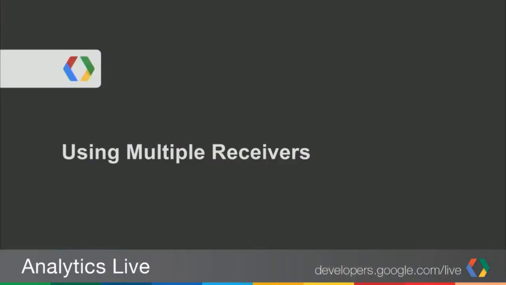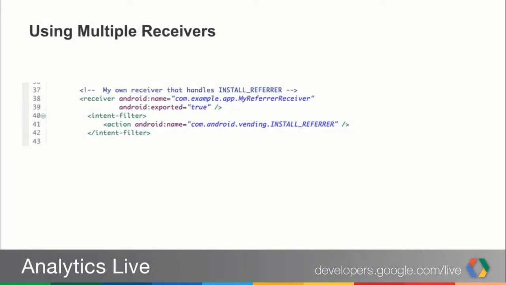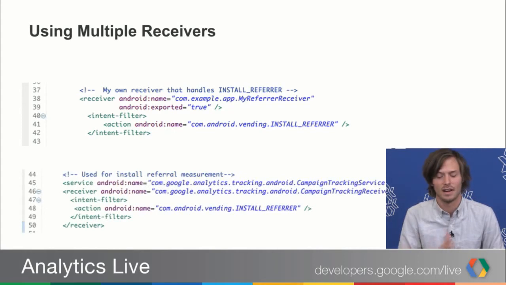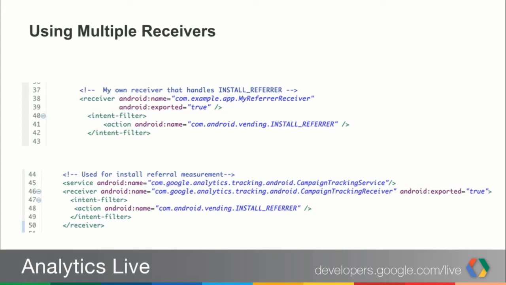Another common issue, the second one that I alluded to earlier, is when you have multiple receivers that are all trying to receive that install refer intent. So the thing about that intent is that it can only be received by one broadcast receiver. So you want to make sure that you don't run into this situation where you already have, for example here, some receiver that's receiving that install refer intent and doing some work with it. And then you just copy and paste in the Google Analytics receiver. And this will either not work or it won't work reliably. Because again, only one of these is going to get called.